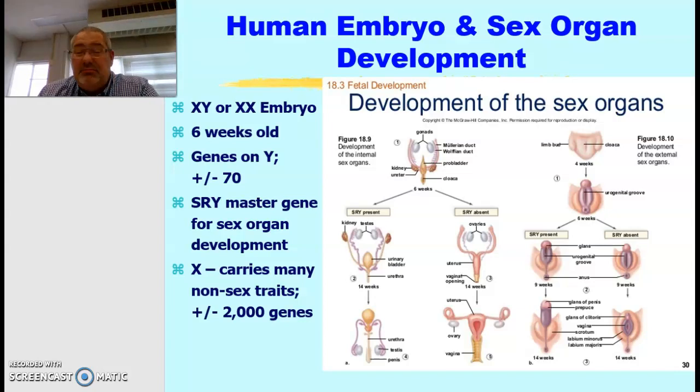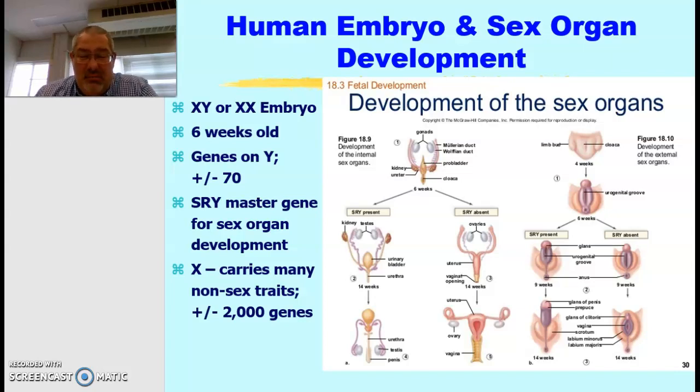The sex organs of a female are found within the X sex chromosome, and they will develop with internally placed ovaries, a vagina, and other such structures. And this is often determined by 6 weeks of development of the fetus.